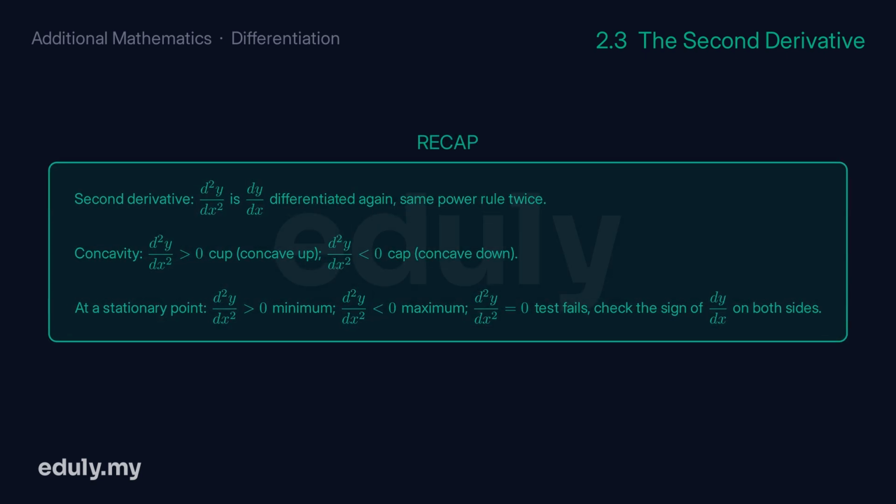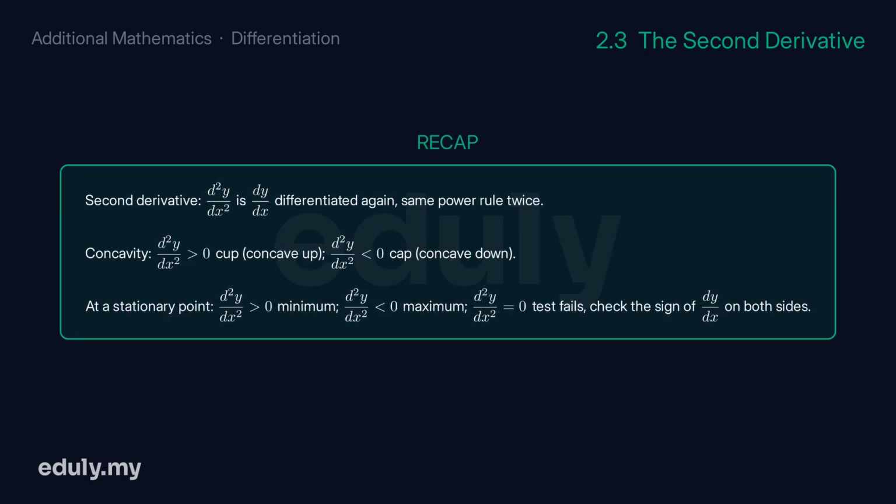Remember our road? Hilltop frowned, a maximum. Dip smiled, a minimum. That shelf, second derivative 0, test failed, so a point of inflection. For the nature of any stationary point, find dy over dx, solve the stationary x values, differentiate again, evaluate. Positive smiles, a minimum. Negative frowns, a maximum. Exactly 0, check dy over dx's sign either side.